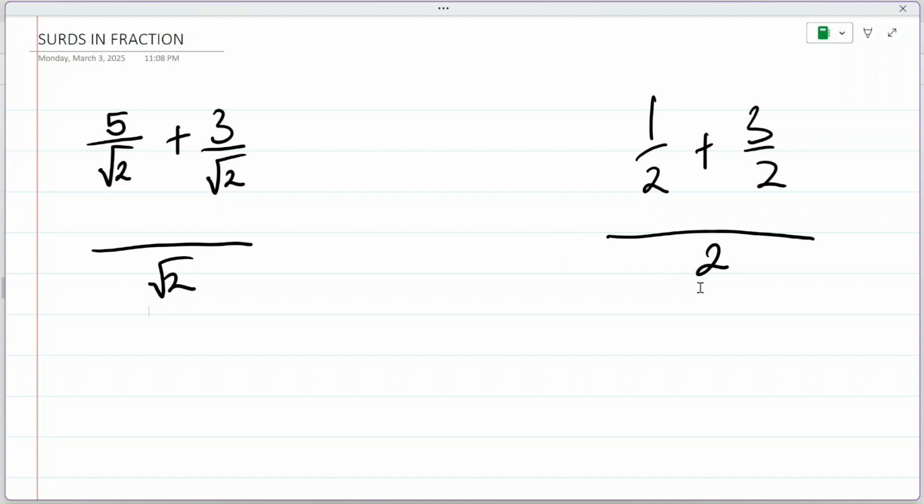Then, like we do in normal fractions where we say 2 divided by 2 is 1, the result times the numerator, which is 1 in this case, 1 times 1 is 1. Same applies to this. Root 2 divided by root 2 is 1. Then the result, which is 1 times 5, that's 5. Plus, we bring down this positive sign. Root 2 in root 2 is 1. 1 times the denominator, which is 3 in this case. 1 times 3 is 3. So we have this as 5 plus 3, that's 8 over root 2.